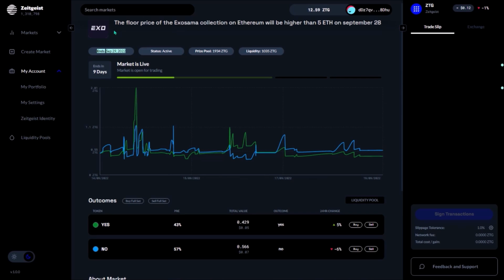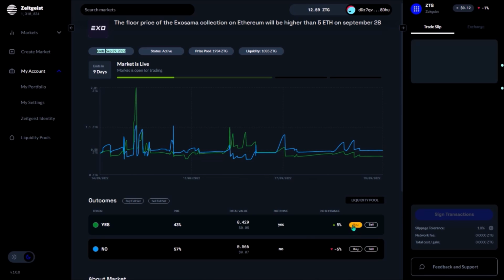Now I think the correct outcome of this Kusama market will be yes, and I also quite like the current risk-reward ratio which yes token offers. Right now the token costs 0.43 ZTG, and if yes eventually turns out to be a winning token, I will redeem each yes token for 1 ZTG. Meaning I would make over 0.55 ZTG profit on each yes token, so more than 100% profit.